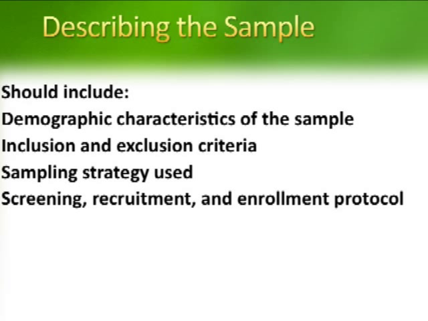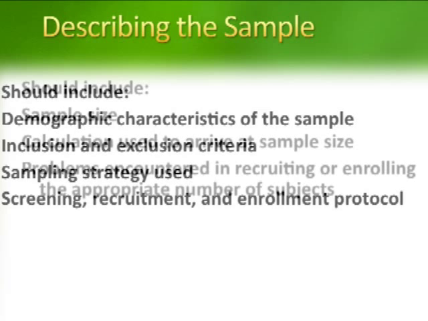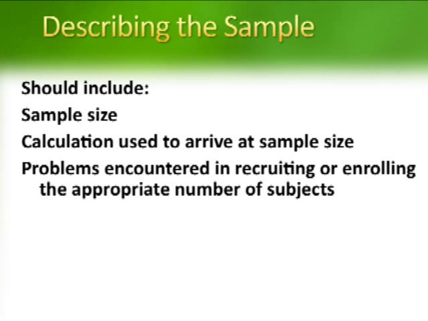And they don't talk about how they screened, recruited, or enrolled, mostly because in these studies there is a word limit, and the researcher wants to tell you about the most important findings of the study, not some of the things that are not so important. The description of the sample should also include the sample size and the calculation used to arrive at the sample size and problems encountered in recruiting or enrolling appropriate number of subjects. And again, the researcher will talk about the sample size. They may talk about the calculations, but they hardly will ever talk about recruiting or enrolling the appropriate number of subjects.